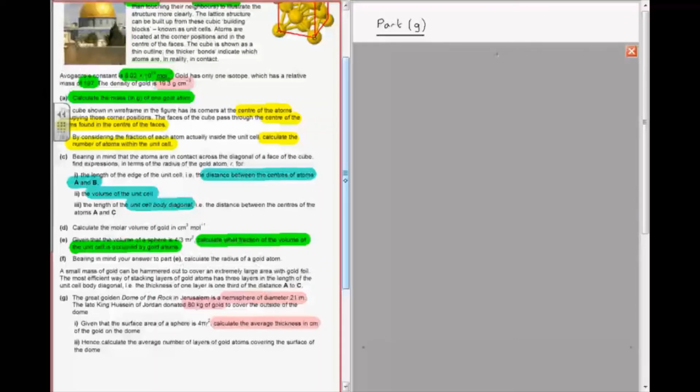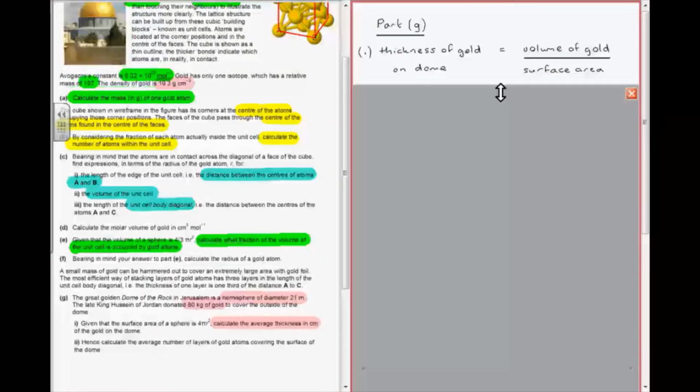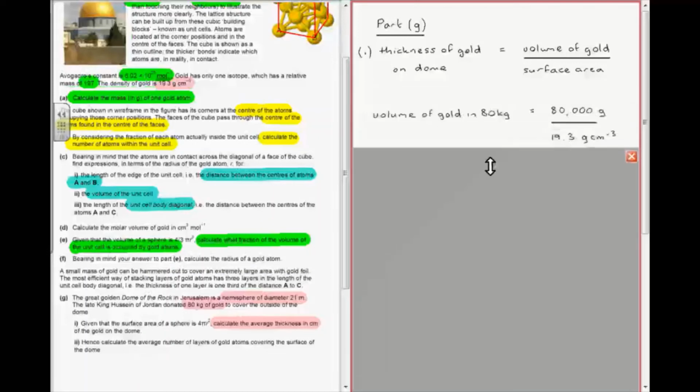To calculate the thickness of the gold on the dome, you need to divide the volume of the gold by the surface area to be covered. Since we know the density of gold to be 19.3 grams per centimeters cubed, then we can calculate the volume of 80 kilograms of gold by dividing this mass in grams by the density in grams per centimeters cubed. And if we do that calculation, we find that the volume of 80 kilograms of gold is 4,145 centimeters cubed.